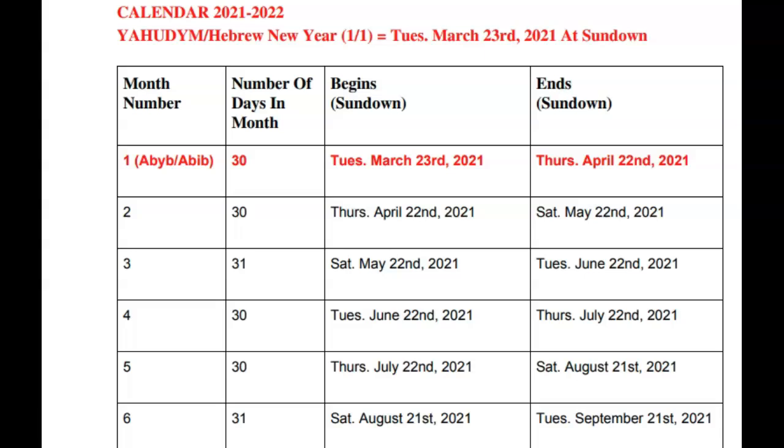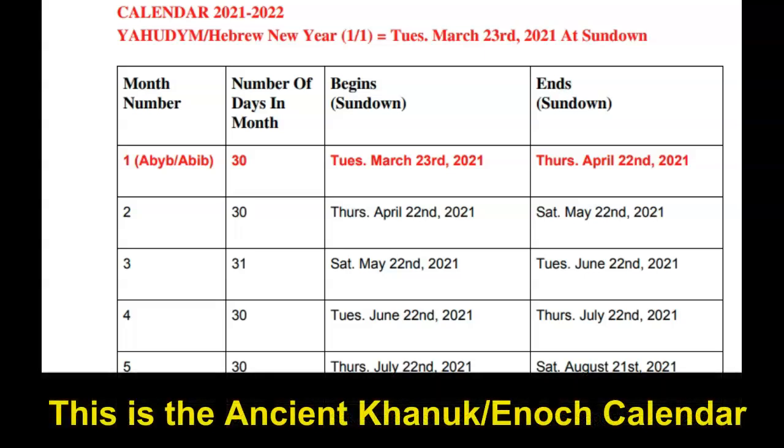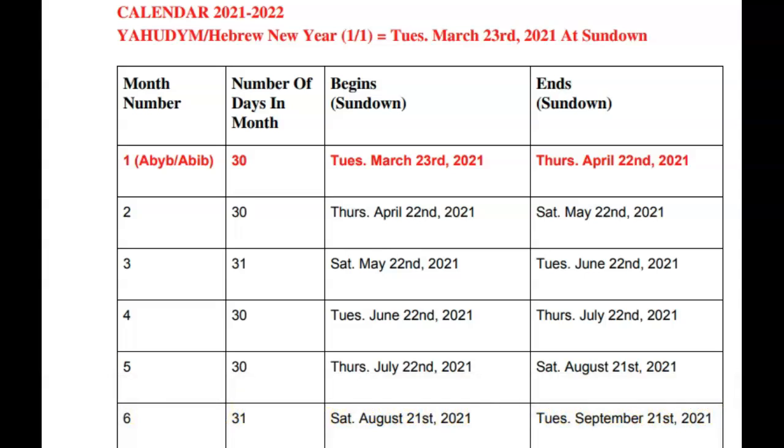Now again, in case you're new to this network, we use the Enoch or Canute calendar, which is based on a 364-day system, and we're going to be going over more of that later on in the video for those of you who are new to this. But for those of you who already know about this calendar and have been following this network for years now, this is nothing new to you, because here are the dates that are listed for 2021 through 2022.